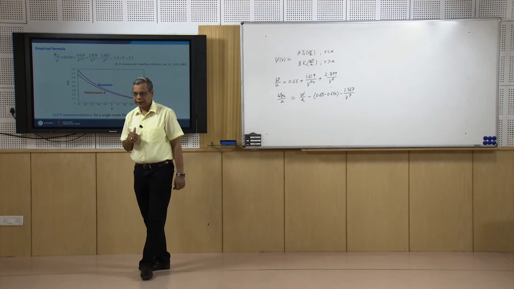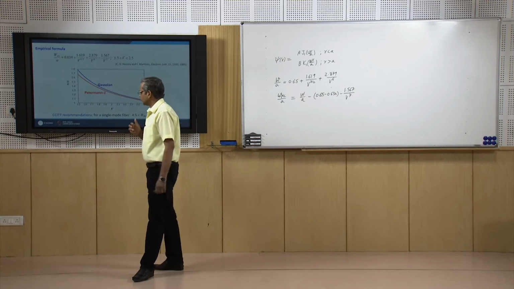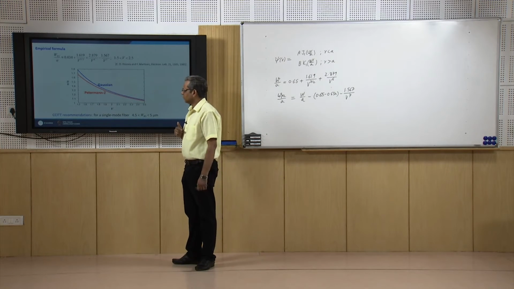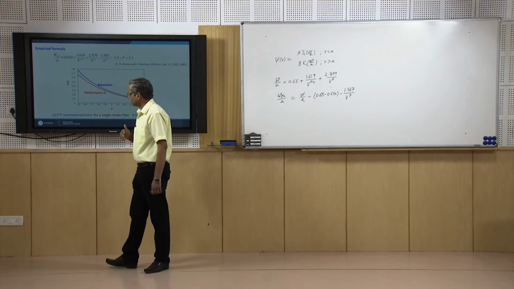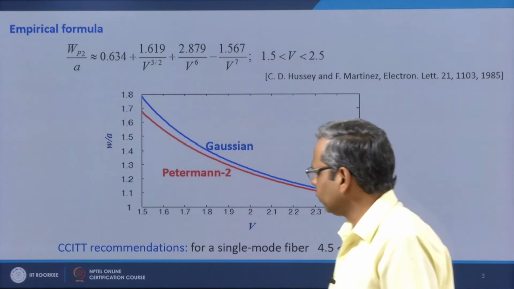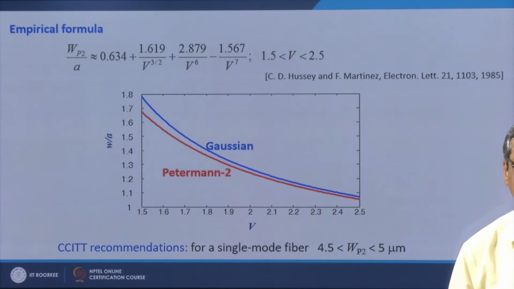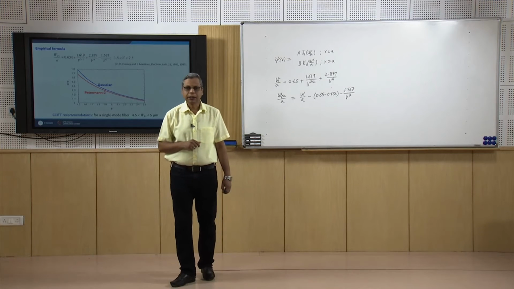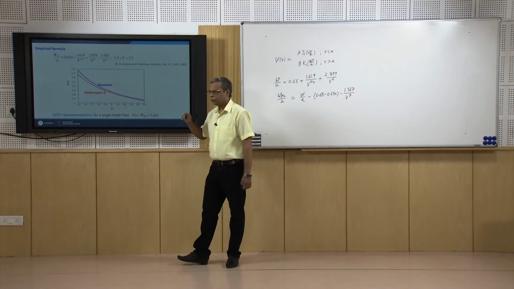This Petermann 2 spot size is accepted as the standard by a committee which sets the standards for telecom fiber, and this committee is known as CCITT. According to its recommendations, for a single mode fiber to be used in a long haul telecommunication system, the Petermann 2 spot size should lie between 4.5 and 5 micrometer.